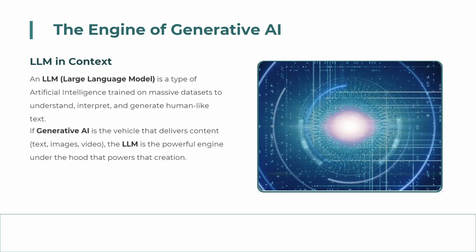All right. So simply put, an LLM is a type of artificial intelligence trained on massive data sets to understand, interpret, and generate human-like text. When you use ChatGPT, Claude, or Gemini, you are not just using a search engine. You are communicating with a model that bridges the gap between raw data and reasoning. It doesn't just find information. It understands the context of your request to provide a bespoke answer.